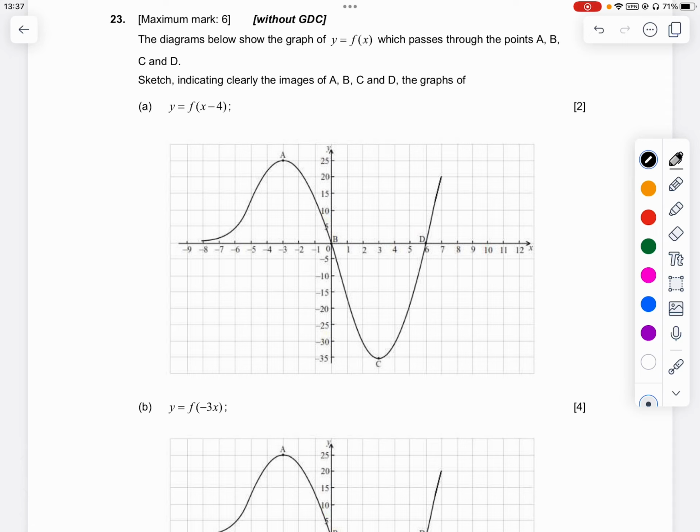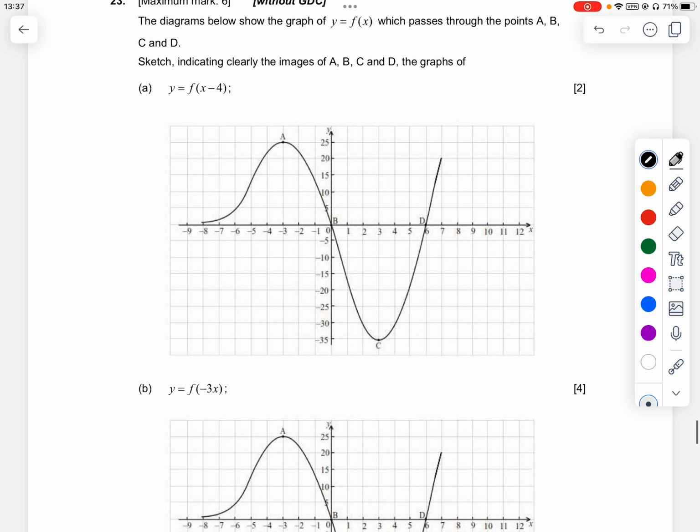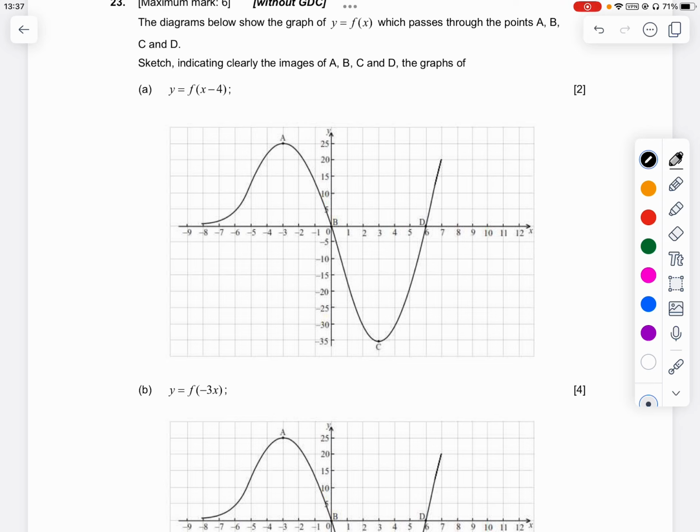Question number 23. The diagram shows below the graph of the function y equal to f of x, which passes through the points a, b, c, d. Sketch indicating the images a, b, c, d. F of x minus 4. X minus 4 means entire graph is shifted 4 units right side. So minus 3 comma 25 will become 1 comma 25, and 0 comma 0 becomes 4 comma 0. Then 3 comma 35 will become 7 comma 35, and 6 comma 0 becomes 10 comma 0.